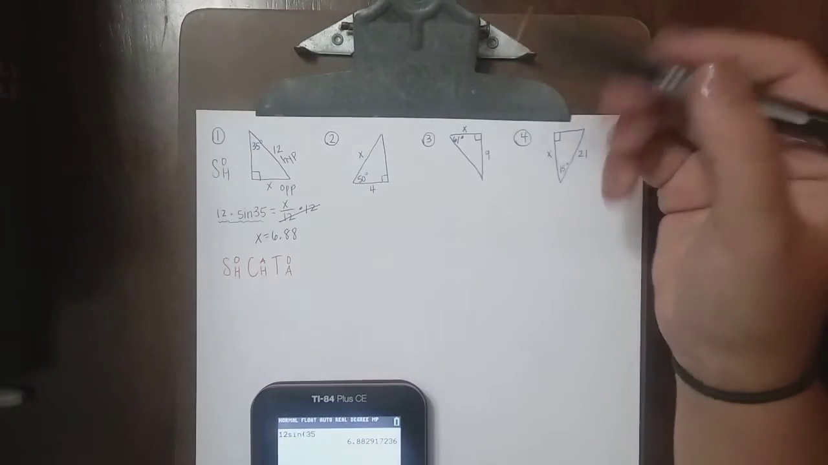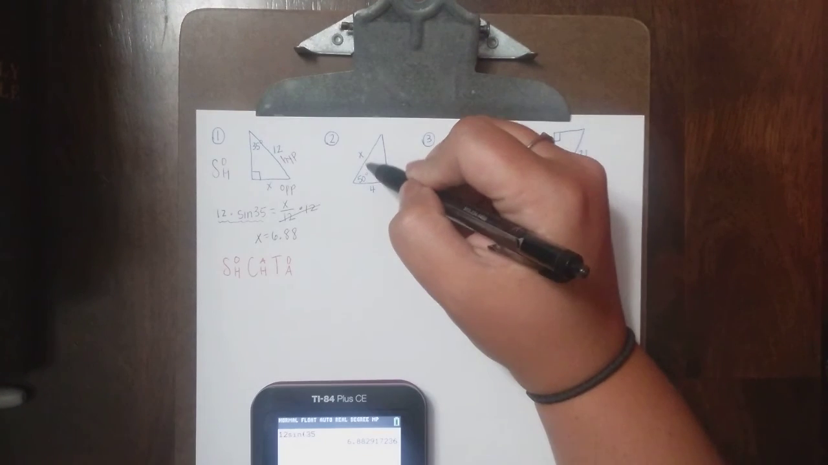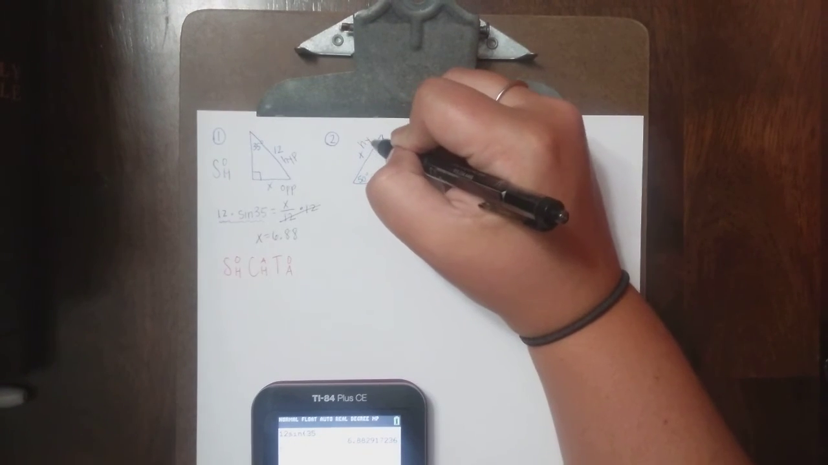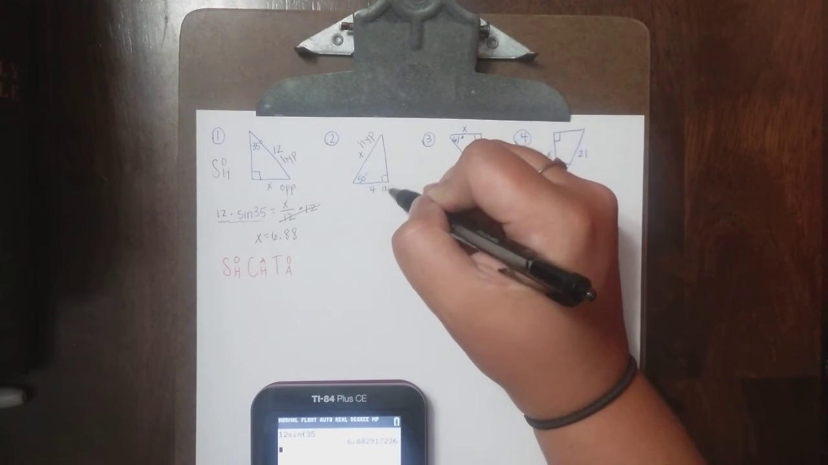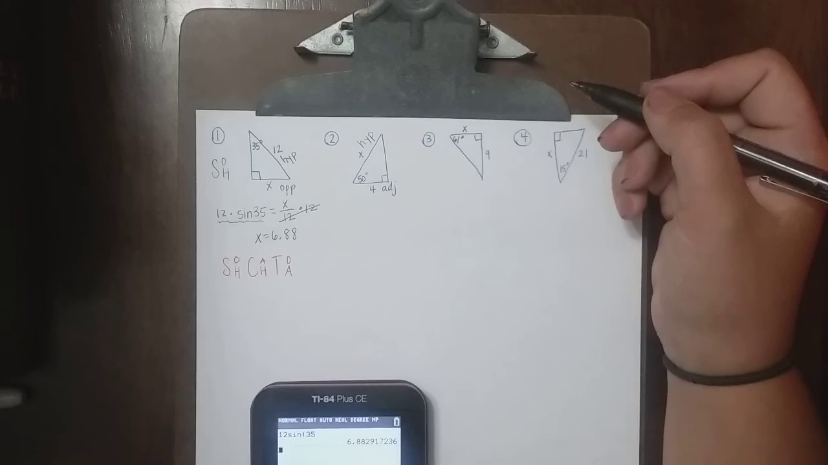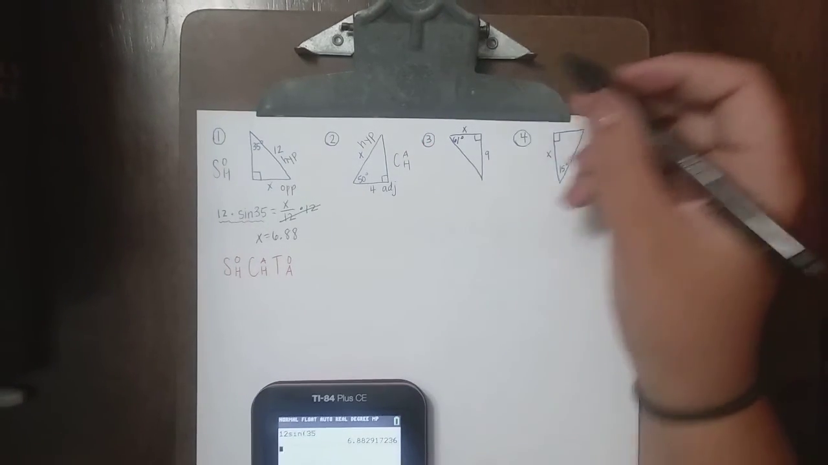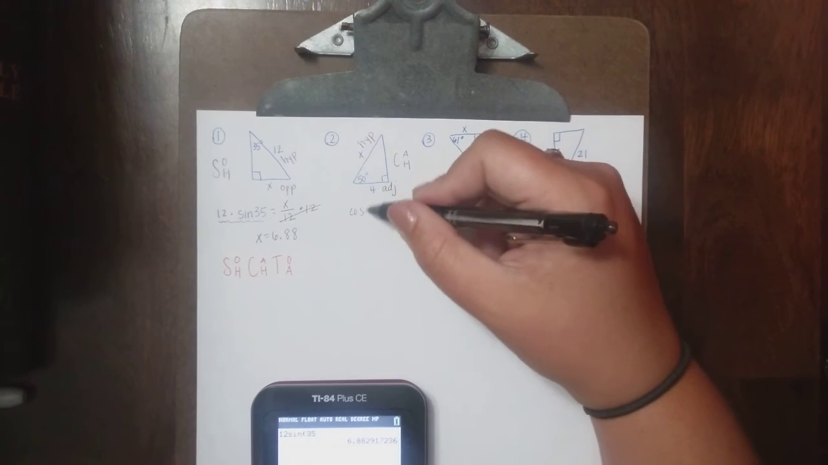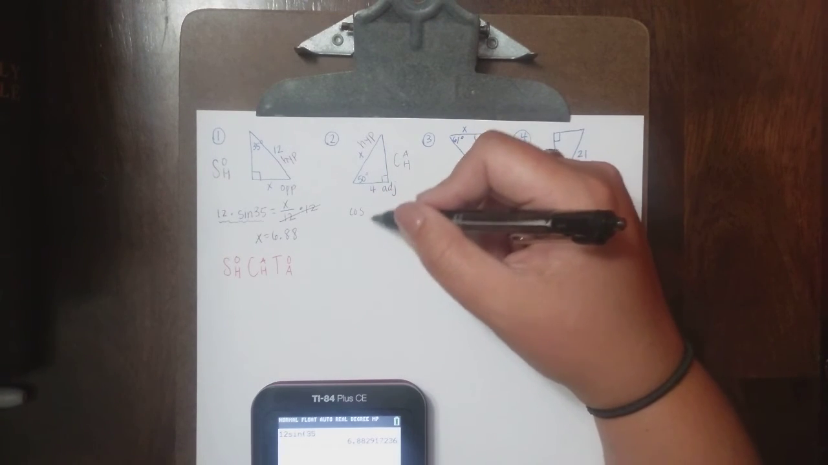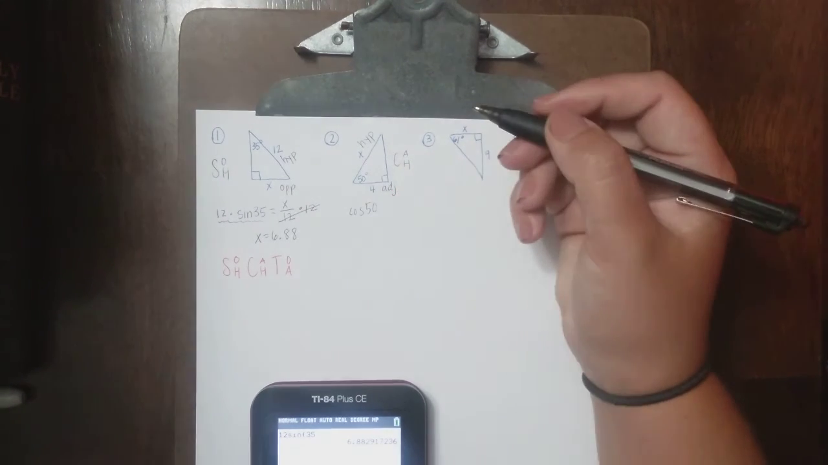I got to pick my sides and then use that to pick the trig function. So here I've got my 50. The x is across from the right angle, so that's my hypotenuse. And the 4 is next to the 50, so that's going to be adjacent. So that's cosine. We say the angle always goes with the trig function. So I'm going to put cosine of 50.